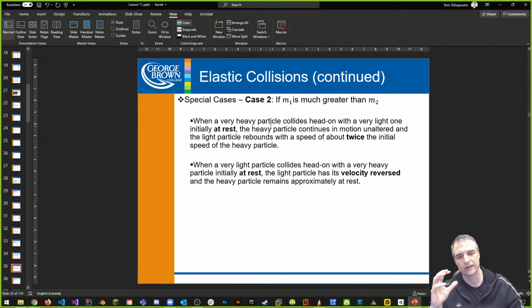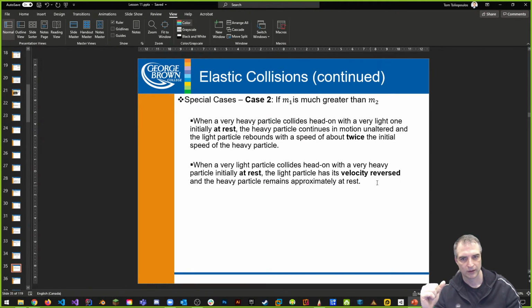Which means, let's say a massive particle is traveling at 10 meters per second and hits a small particle that's not moving, at rest. Now that small particle rebounds from the first one in the same direction that it's going, and it goes 20 meters per second. That's one case. Here's another one. When a very light particle collides head-on with a very heavy particle at rest, the light particle has its velocity reversed, and the heavy particle remains approximately at rest, doesn't move, because it's so massive.